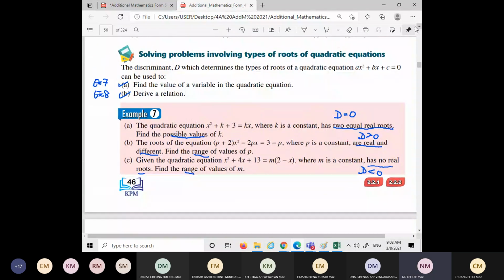You still remember that day we said the purpose is you can solve problems that involve a type of roots of quadratic equations. So the discriminant D can be used to find the value of a variable in a quadratic equation. This is like example 7. And second, derive a relation. This is like example 8. The relation means this way.